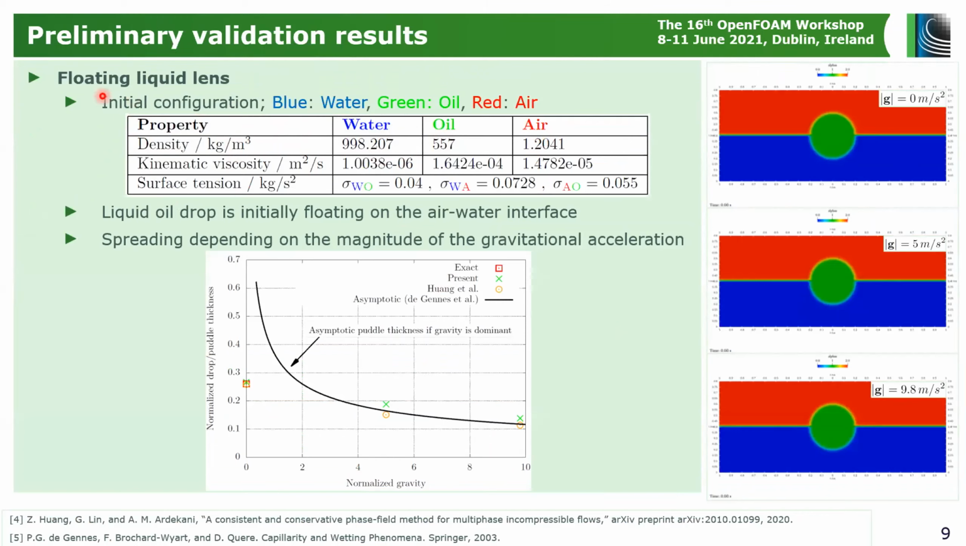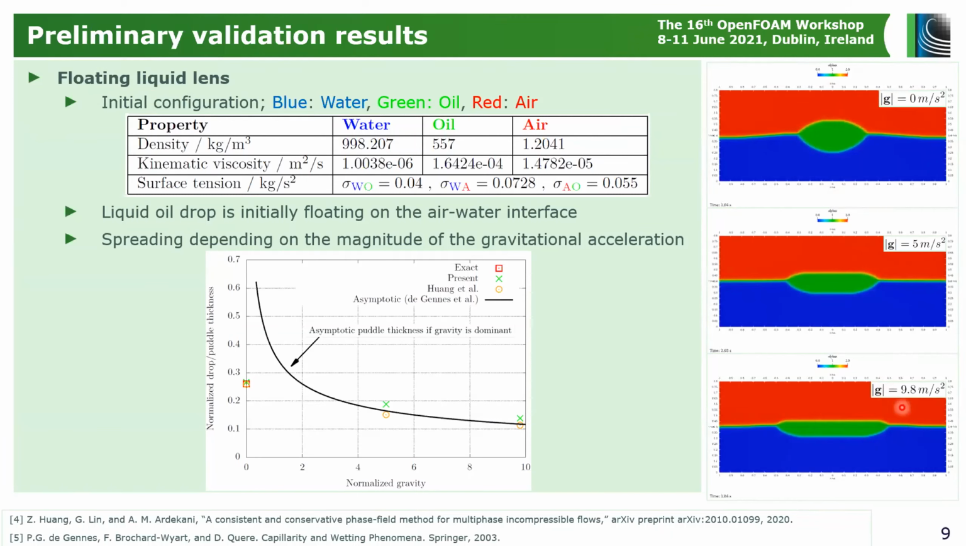This is one of the validation cases that I have with me here. This is the famous floating liquid lens problem. On the right-hand side, you can see a liquid drop highlighted in green floating at the interface between the air and the water, which is highlighted by red and blue. Now we can see that when the simulation starts, depending on the value of the gravitational acceleration and depending on the forces at the triple junction point here, the drop will stretch horizontally and will be compressed vertically.